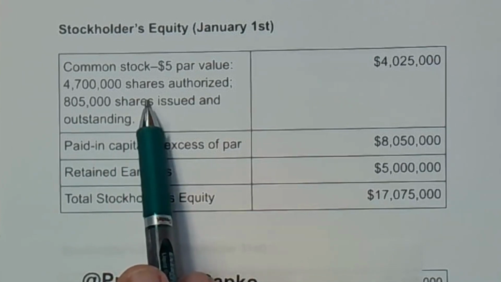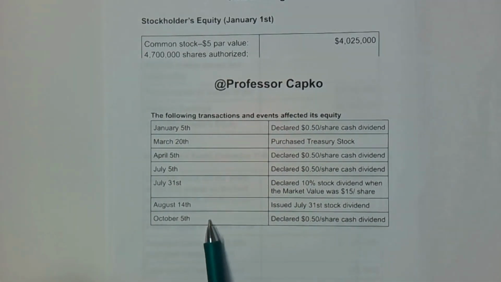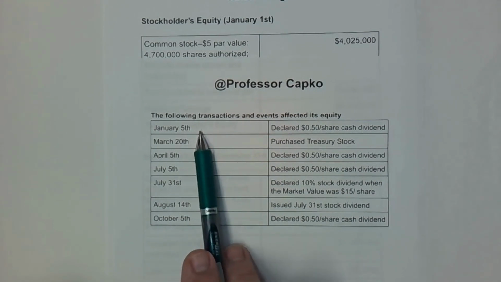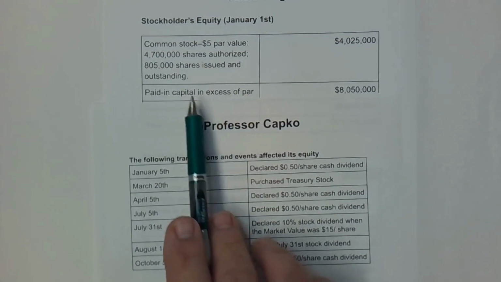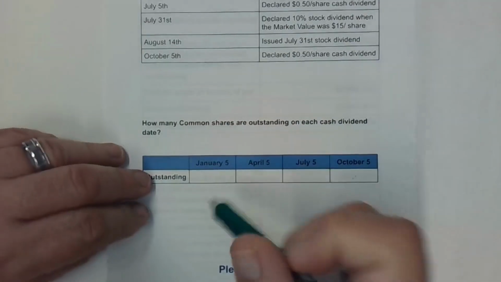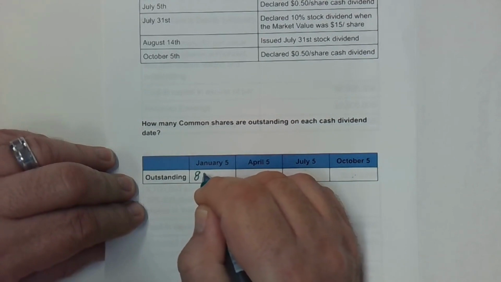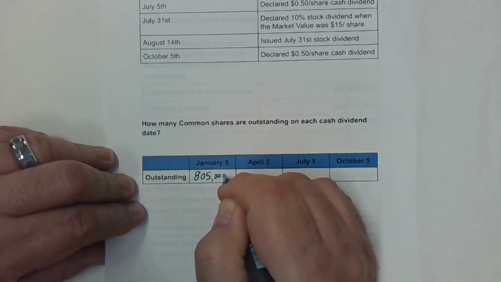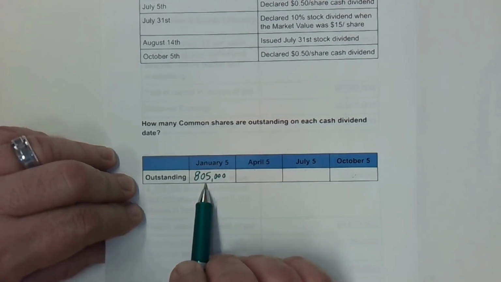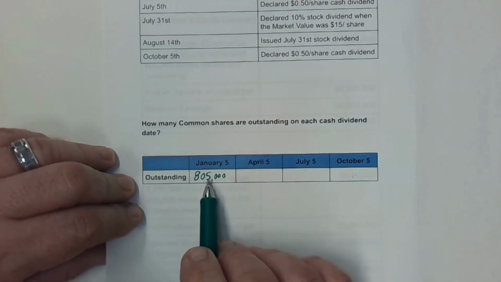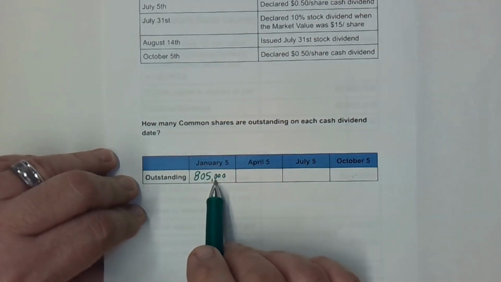But that is at the beginning of the year. That's January 1st. We need what it is on January 5th. So I'm going to take a look to see if there's any transactions given between January 1st and January 5th that may impact that. I don't see any. The first transaction is the declaration of dividends. So there has been no change in the amount of shares outstanding. So we can go ahead and write in that number here, 805,000, because that's the number we were given as the beginning balance for the shares outstanding. Remember again, this is number of shares. This is not a dollar figure. We're going to multiply it by a dollar figure in another video.